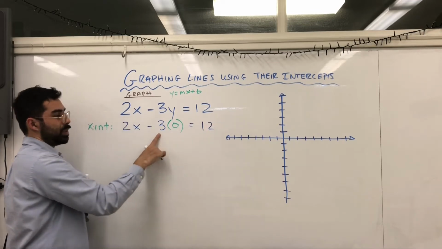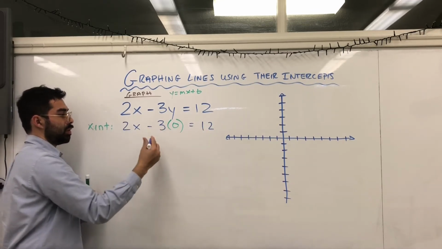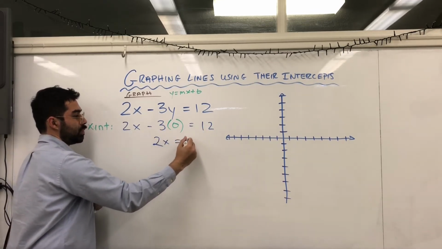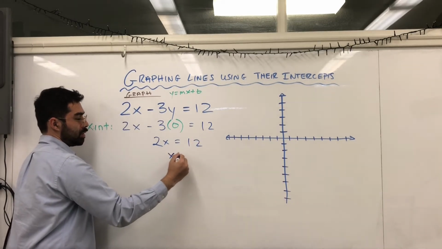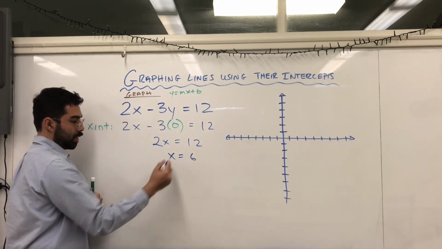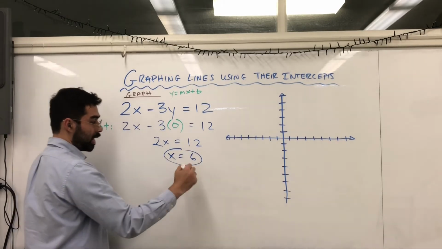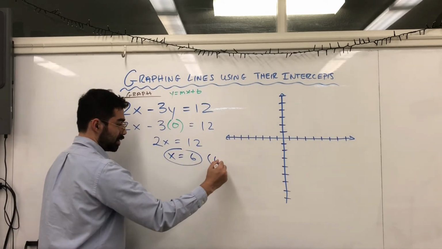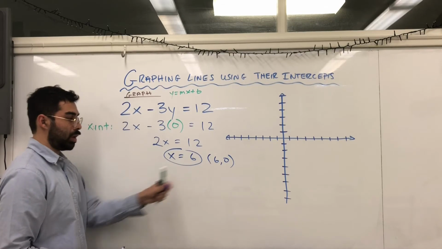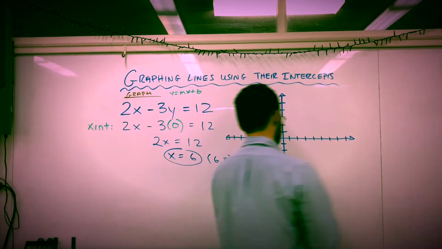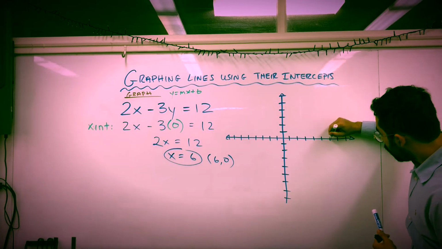What obviously happens is negative 3 times 0 is just 0. So you're going to be left with 2x is equal to 12. That means x is equal to 6. Okay? That means my x-intercept is simply just (6, 0). Let me go ahead and plot that down at (6, 0). That's 1, 2, 3, 4, 5, 6, right here.